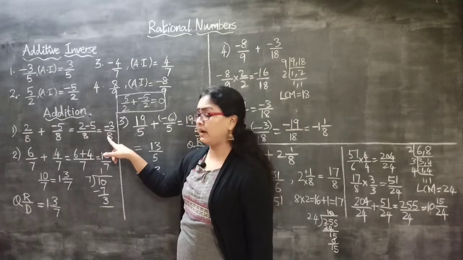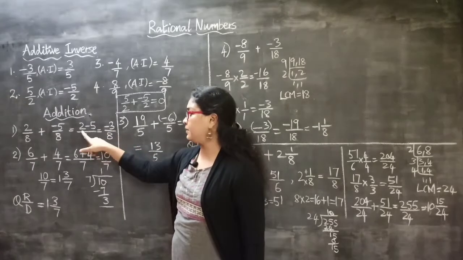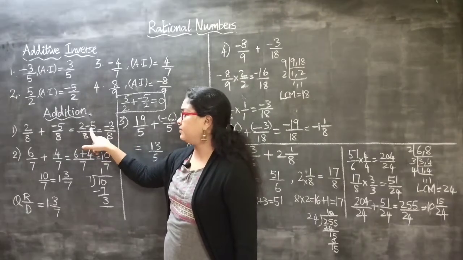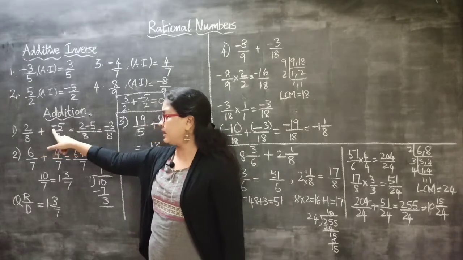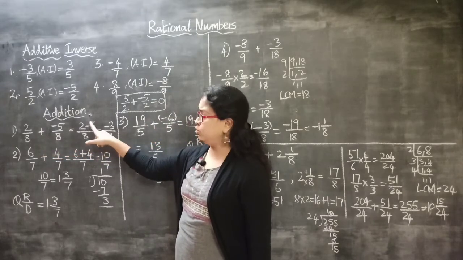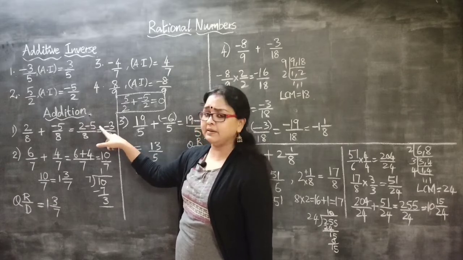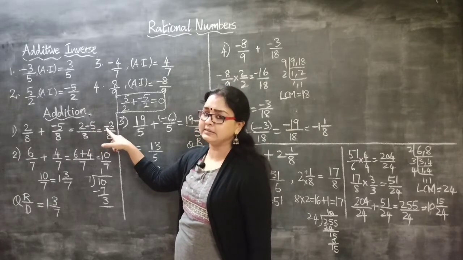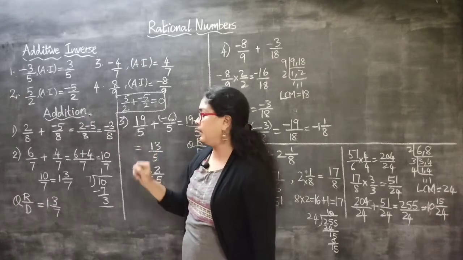So what is the answer? Minus 3 by 8. Why are we writing 2 minus 5, children? Plus into minus is minus. So 2 minus 5 I am writing. When I do 2 minus 5, the greater number is 5, so we put minus 3. Right? So minus 3 by 8.